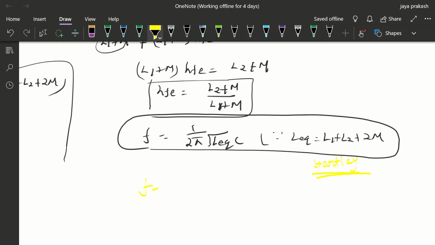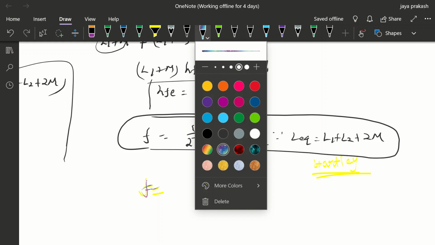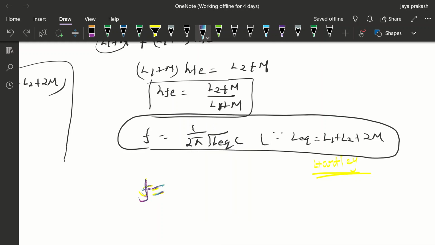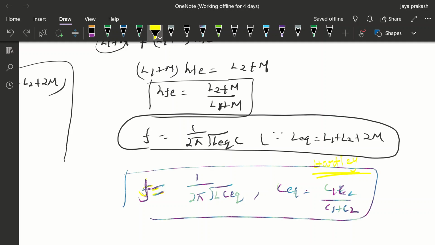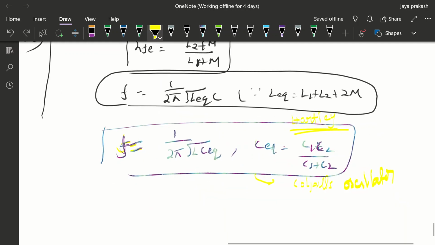Okay, if it is Colpitts, then frequency of oscillation f is equal to 1 upon 2 pi root over L into C equivalent. Okay, where this C equivalent is equal to C1 C2 by C1 plus C2. Okay, and this is the case of what? Colpitts oscillator.